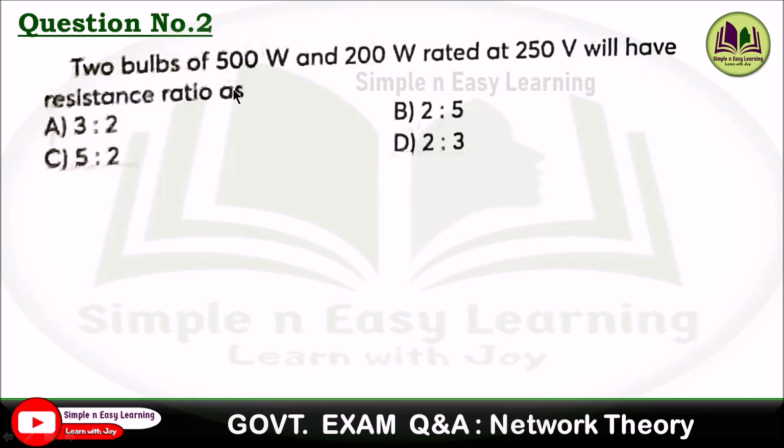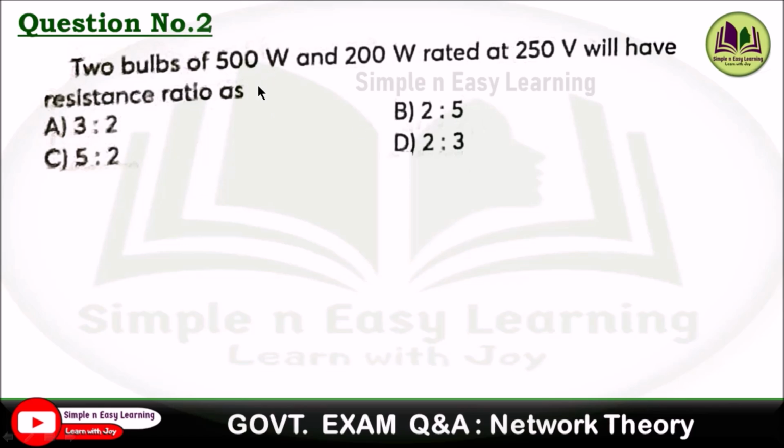And question number 2. So two bulbs of 500 watt and 200 watt rated at 250 volt will have resistance ratio as. So these are the options given. So they ask the resistance ratio. So the resistance value for bulb 1 and bulb 2.